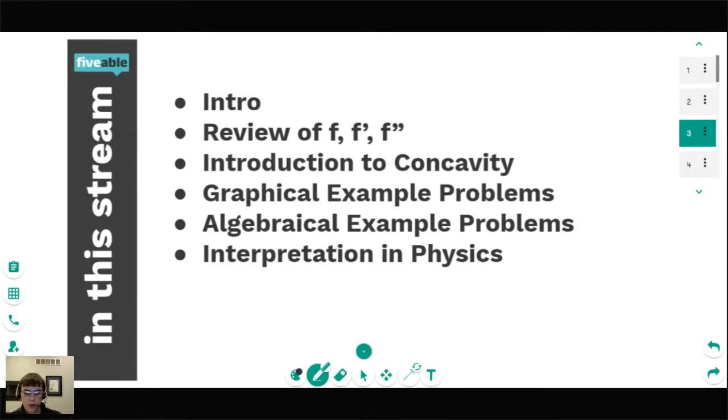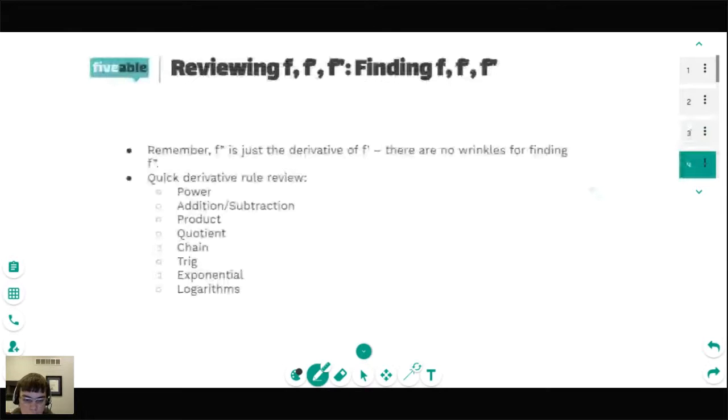And then I thought it would also be nice if we interpret these in the context of physics. That is frequently used in calculus. I'm not necessarily sure if this will show up on the AP exam, but I do know that in your classes there may be questions using the terminology used in simple physics. So I'll quickly go through how f prime and f double prime are interpreted in physics. All right, without further ado, let's get started.